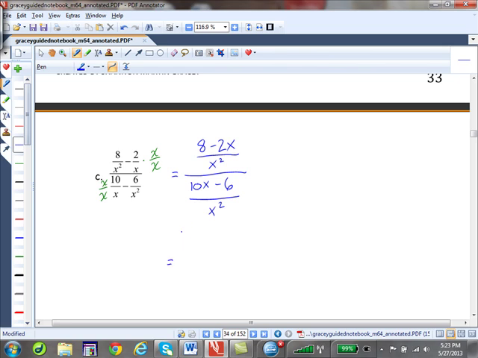So we can factor out a 2 from the numerator, and we'll get 4 minus x over x squared. And then also from the numerator of the denominator, we can factor out a 2, and we'll be left with 5x minus 3, and that's still over x squared.